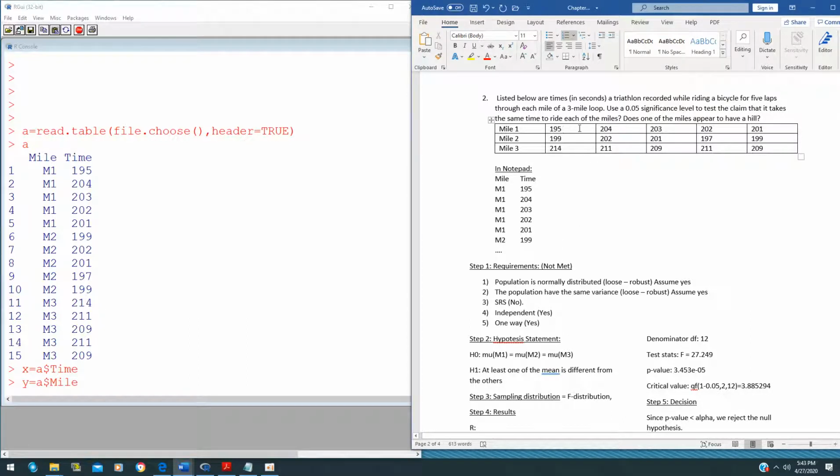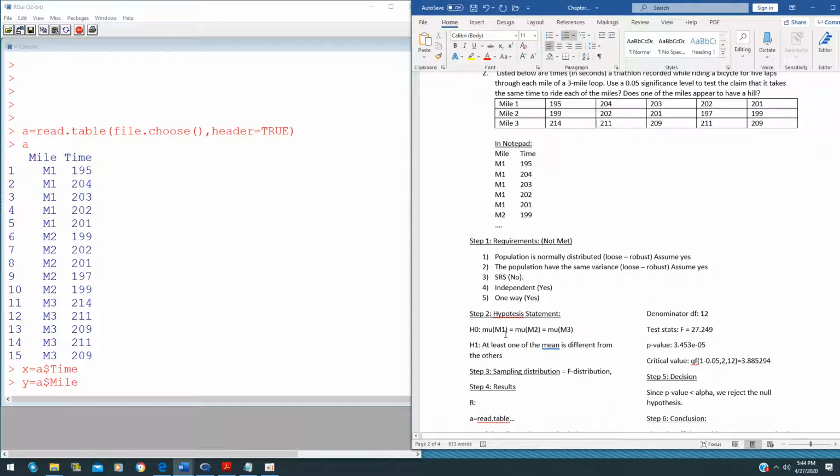Independent, yes, because if you go around the same 3 miles 5 times, each time is treated independently. Otherwise, dependent would mean that your second mile depends on your first mile, but as you know, when you ride a bicycle, these are all totally independent. And it's one-way because we only have one factor in this case, that is the time. Okay. So for the hypothesis testing, your H0 is mu M1 equals mu M2 equals mu M3.